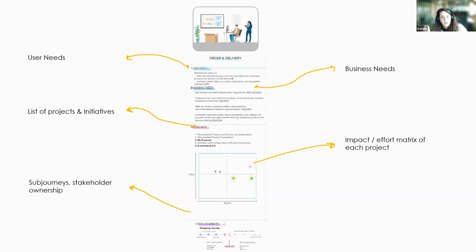We have kept track of sub-journeys that we mapped across each stage, and that helped us to understand the various stakeholders that were impacted and part of the various stages of the customer journey. So this really helped us to determine who we need to engage and at what stage of our work.